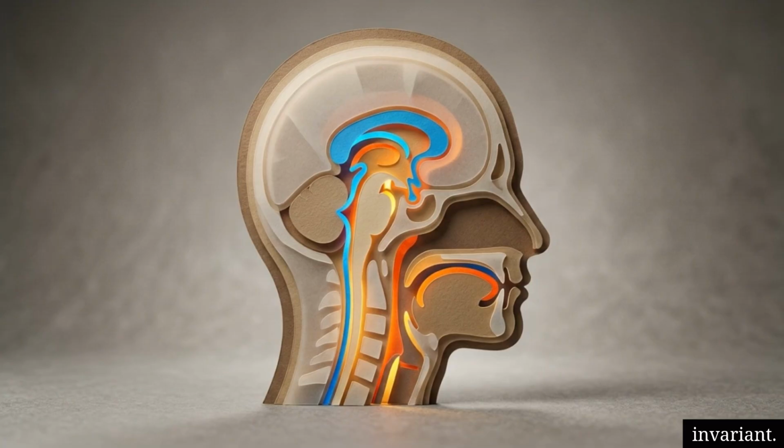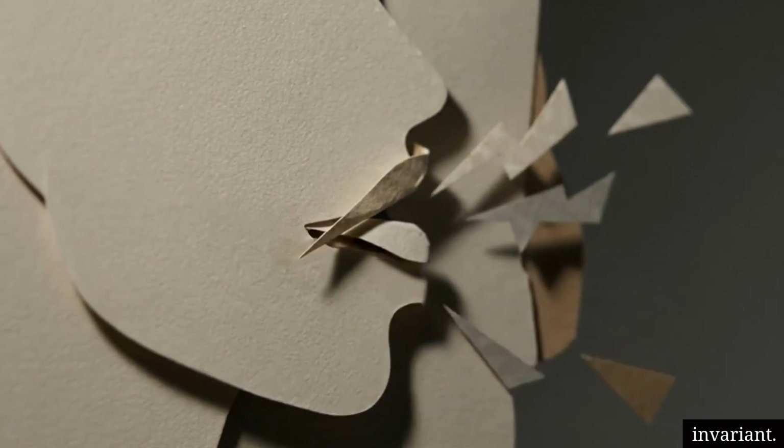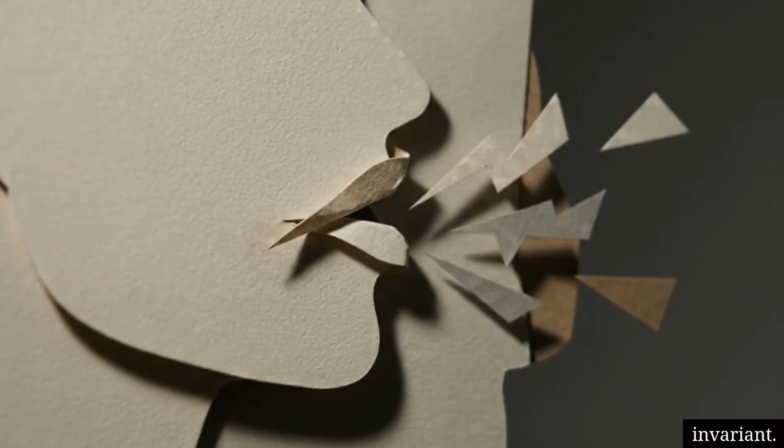Then there is the pronunciation test. A massive portion of our brain is wired specifically for spoken language. If a label cannot be spoken aloud, it cannot be discussed socially. If you can't pronounce it, you can't talk about it.